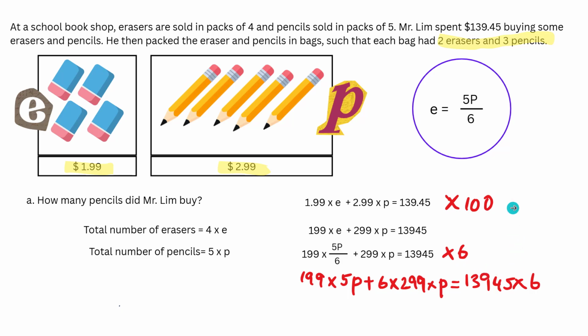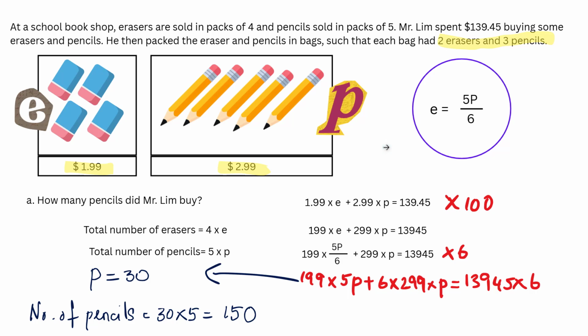When you solve this equation, we get P is equal to 30, and we know that P is the number of packets of pencils, and in each packet there are 5 pencils. So the total number of pencils Mr. Lim bought would be 30 times 5, which is 150.